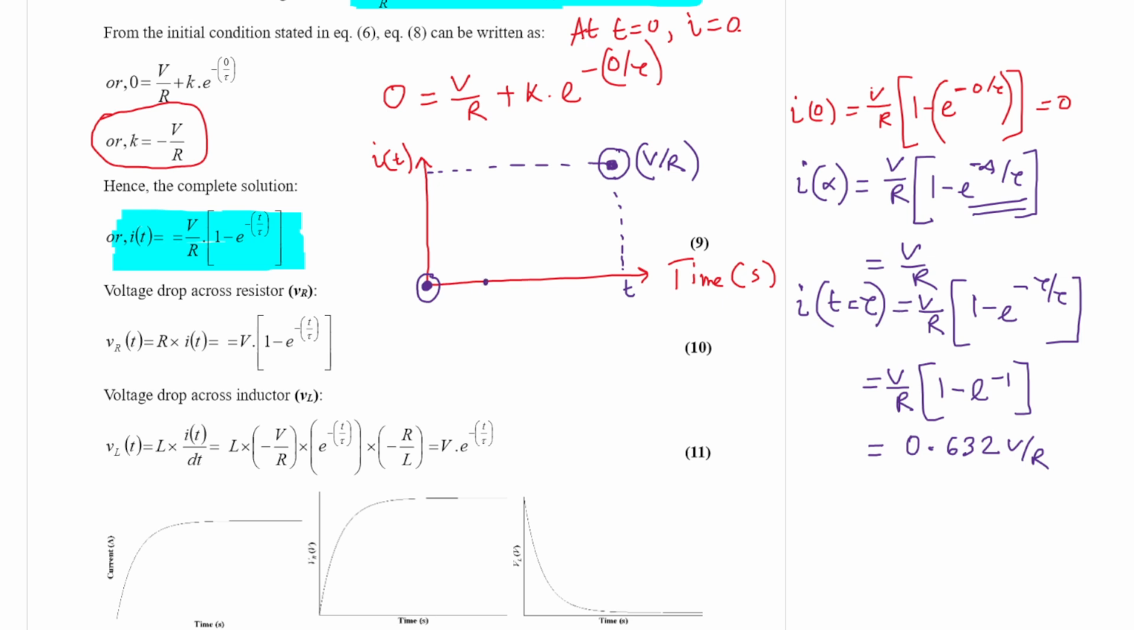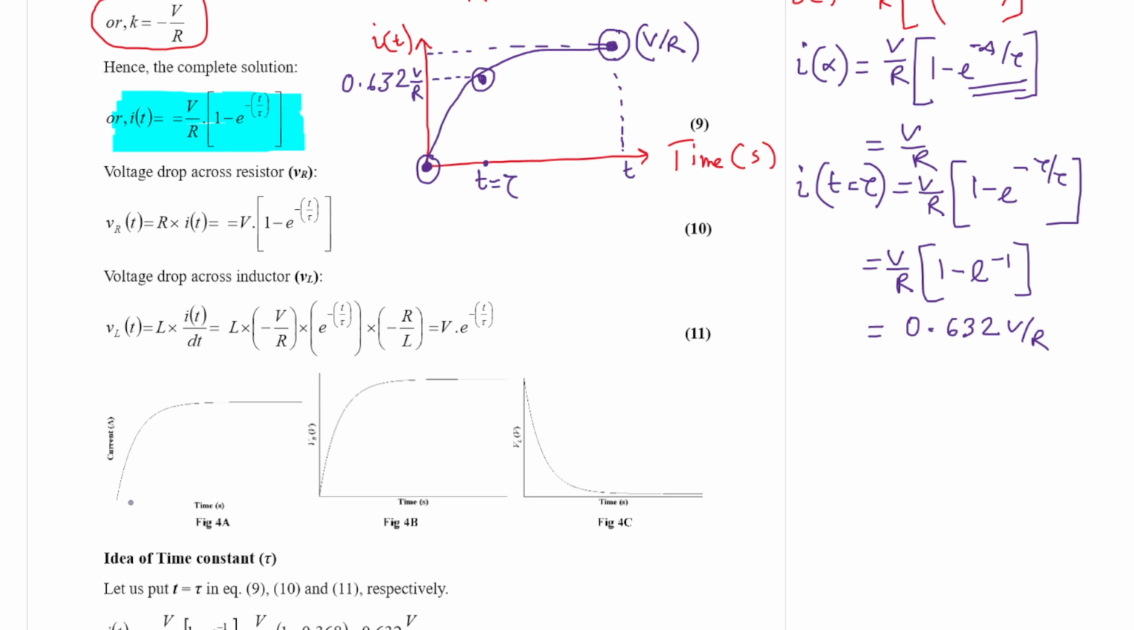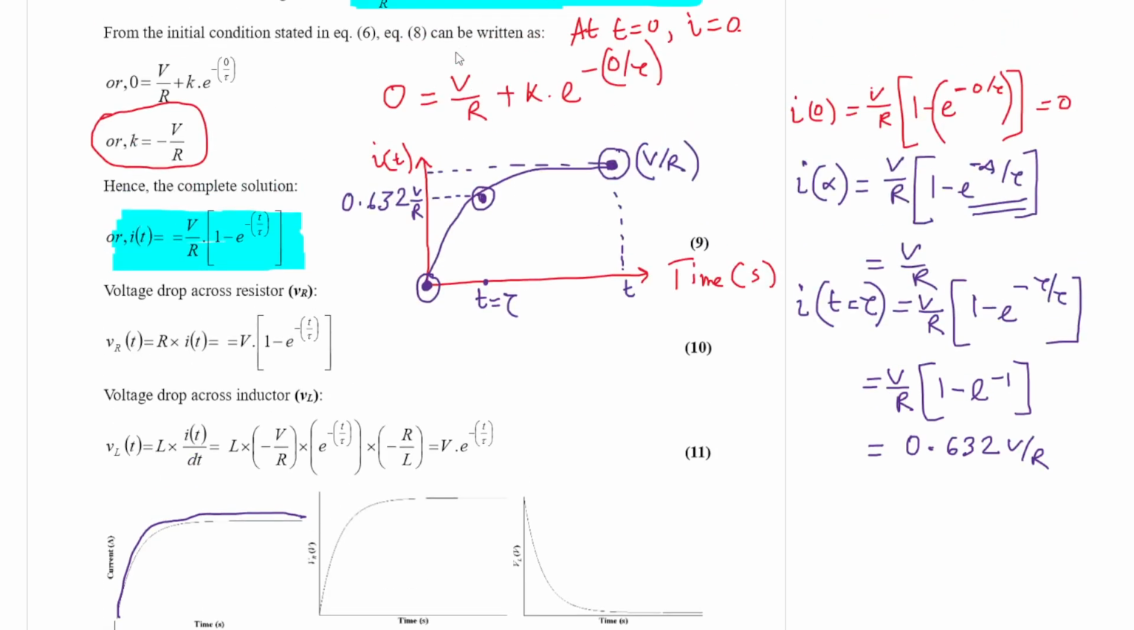Let us say this is tau, t is equal to tau, and this is almost 63.2%, 0.632 V by R, right? So we got another point here. If we join this curve, we shall get this kind of nature, which is shown in figure 4a, roughly. It's not linear, right?